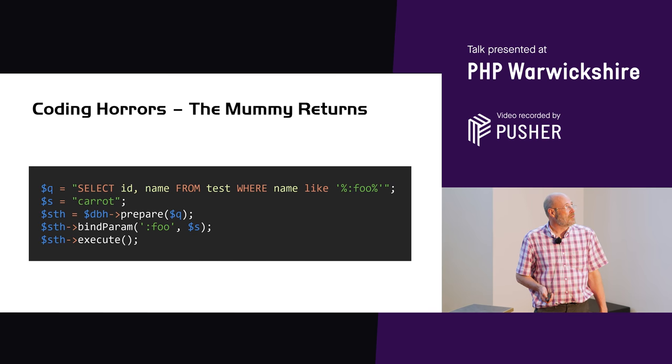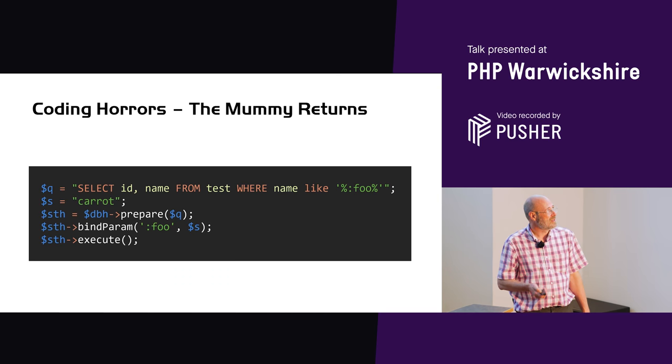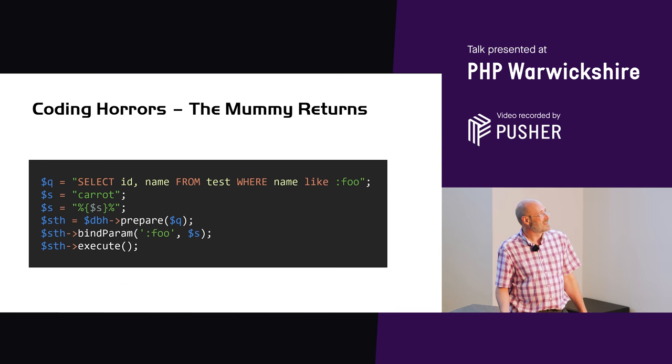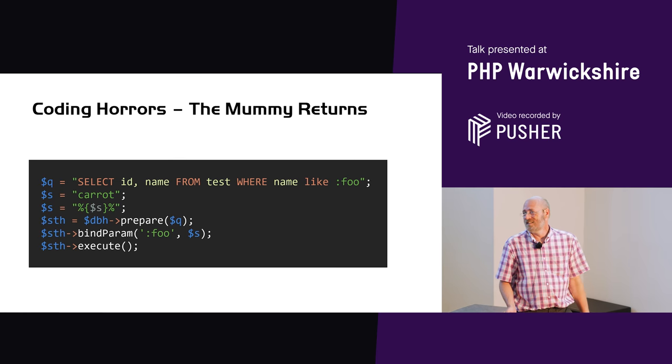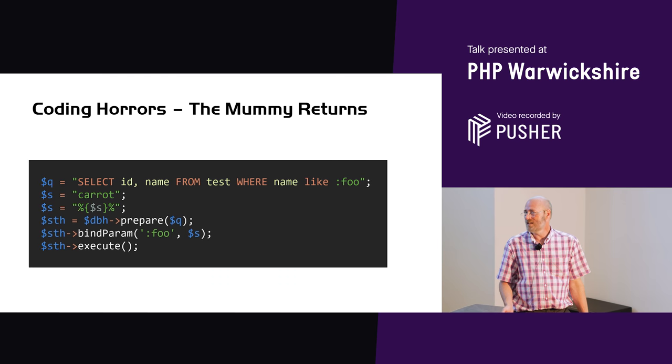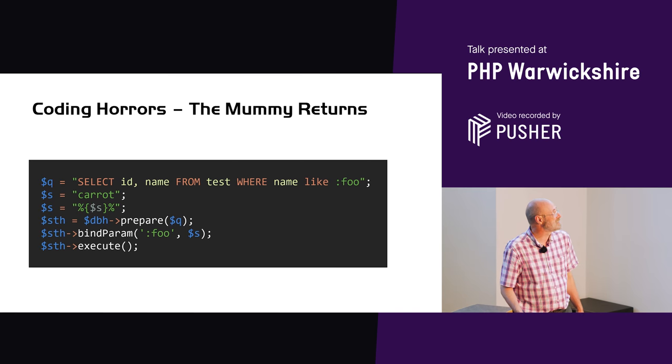But if you want to bind using LIKE and you need the percentages, you don't want the quotes because you're binding a string. You write it cleanly: you bind foo and you add the percentages to the string that you bind. Again, it's someone trying to do the right thing using binding, someone that just needs a little bit of guidance on how to do it.